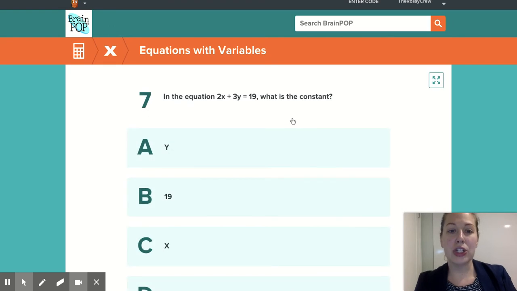In the equation 2x plus 3y equals 19, what is the constant? So we have the constant and we have a variable. The variable is the letter and the constant is the number. So which of these is the number that does not have a variable next to it? It's 19.